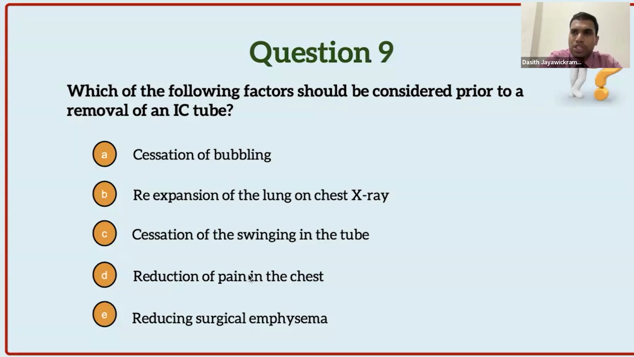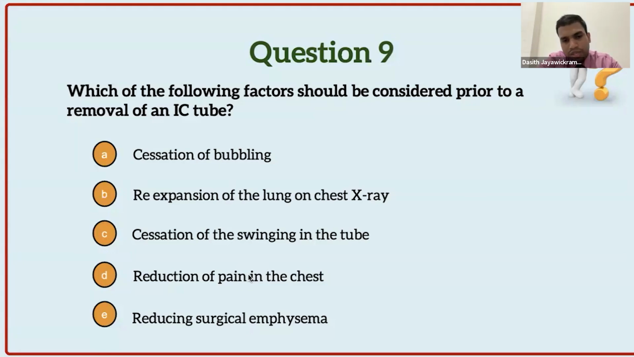Now, when you put in an ICD tube, how do you know it works? You look at the swinging. If the fluid column is swinging, the ICD tube is working. But when the lung is completely expanded, the swinging will reduce, and at some point it will stop. That is an indication that either the lung has completely expanded or the tube has been blocked. So cessation of swinging can be a factor that is considered.